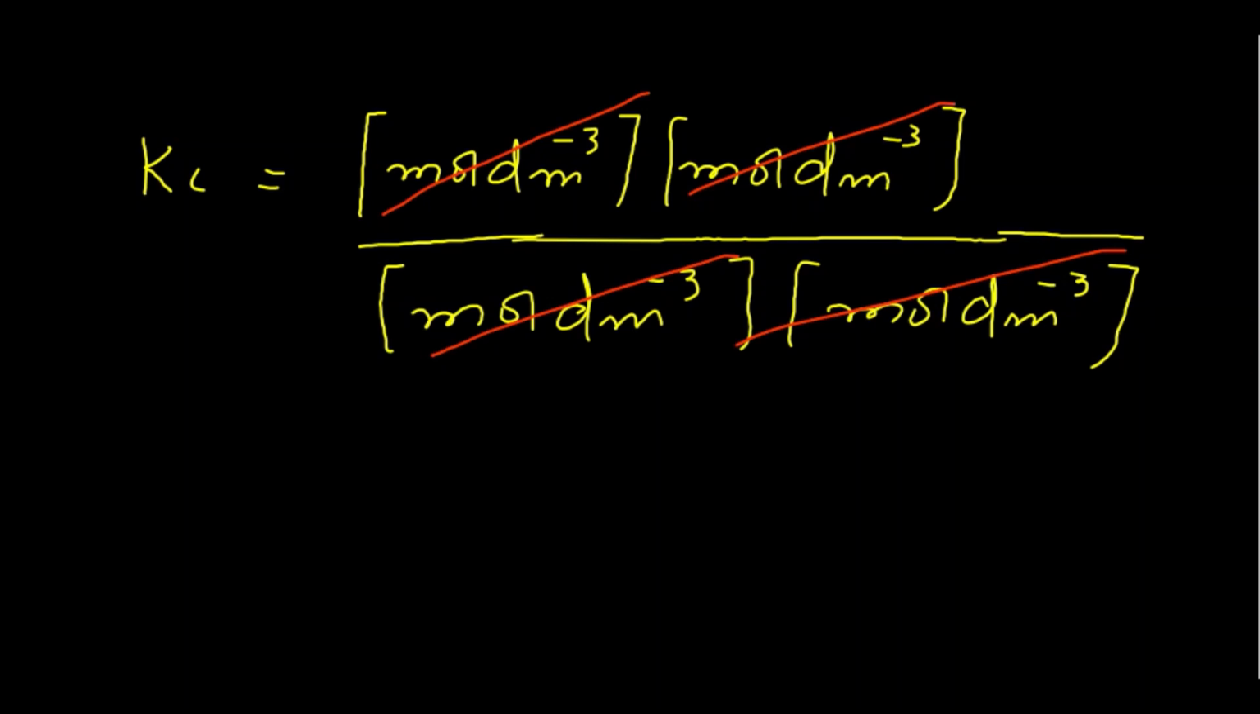So that's why Kc has no unit for this reaction. Kc has no unit. Why does Kc have no unit? Since the total number of moles of reactants and products are equal in the balanced equation. That's why Kc has no unit for this reaction. Now students, we will take one more example to understand the concept.